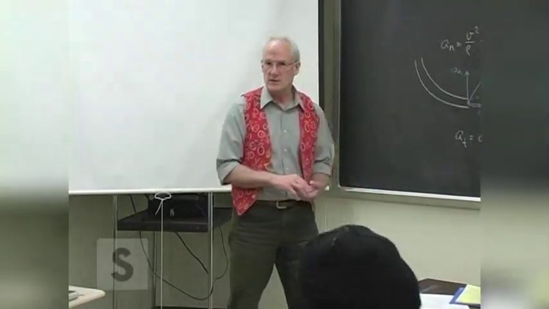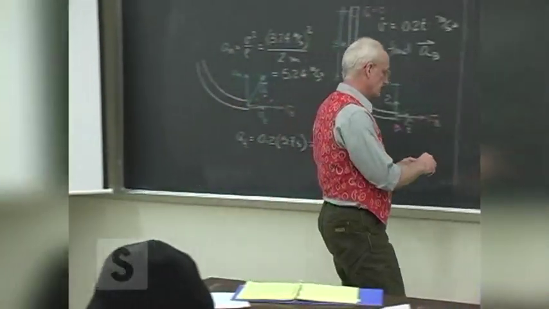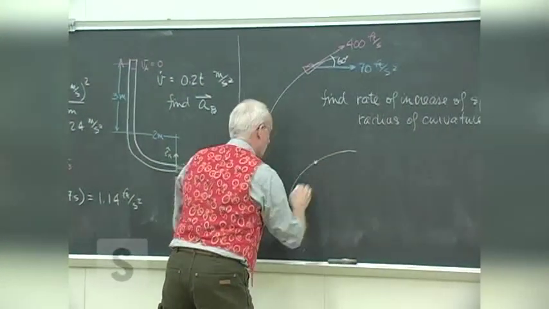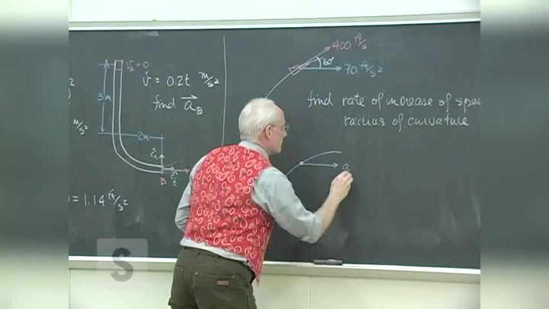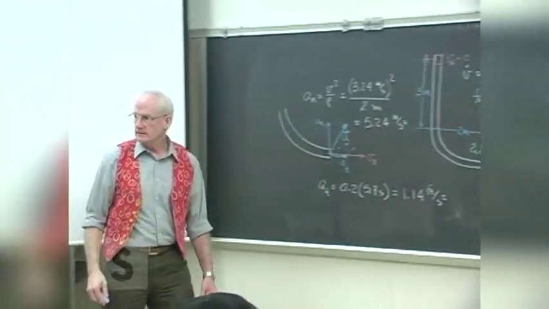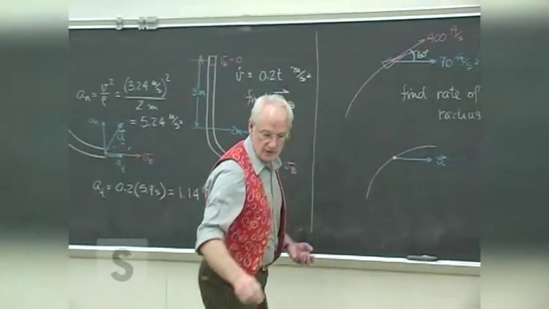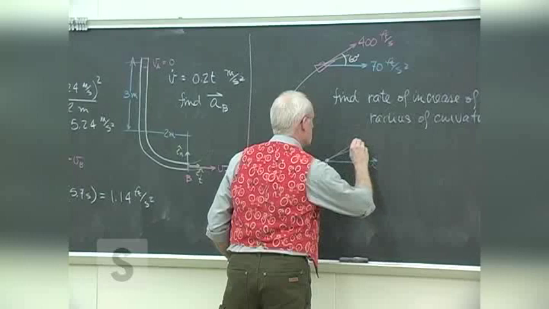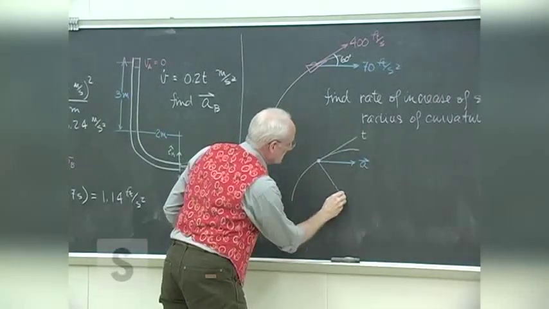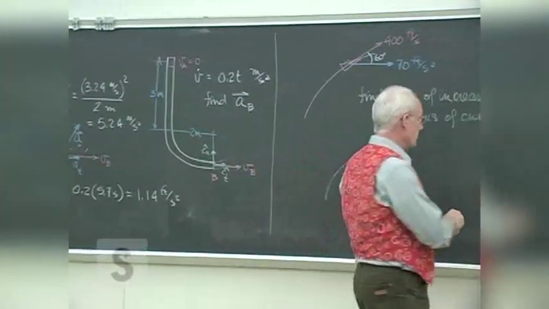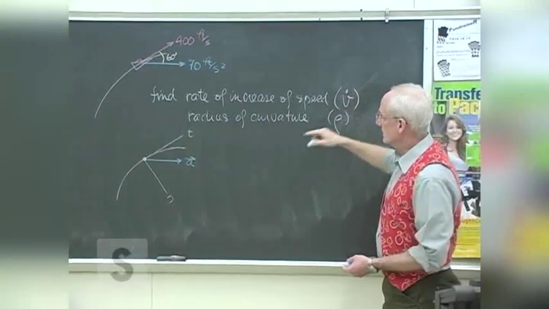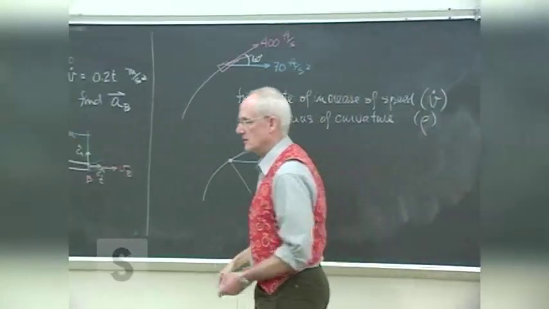This is one that you can overthink if you're not careful, because you're given some pretty useful information in that. At the point where the plane is, the acceleration's already given. And then you can break that into tangential and normal components. The tangential component is V dot. The normal component is a function of the radius of curvature itself.